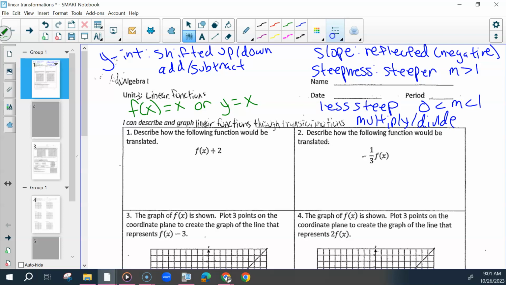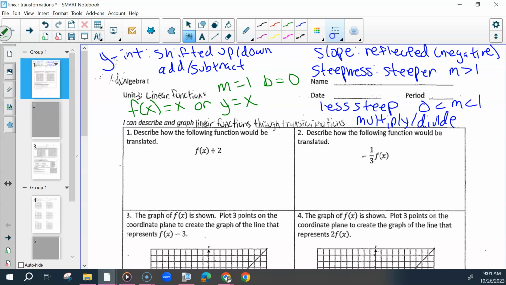What would the slope be for this, for your original? What's the number in front of x? 1. And then what's your y-intercept? There's nothing there, so it would be 0. So every time we talk about these, we're describing, we're graphing, whatever, we're always comparing to this original, where the slope is 1 and the y-intercept is 0.